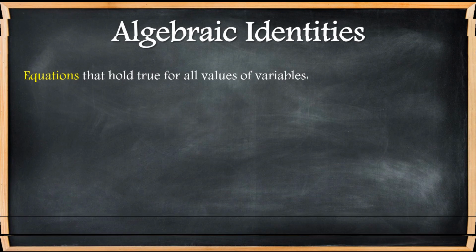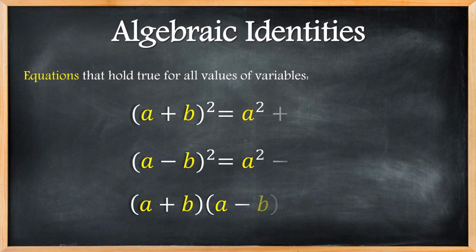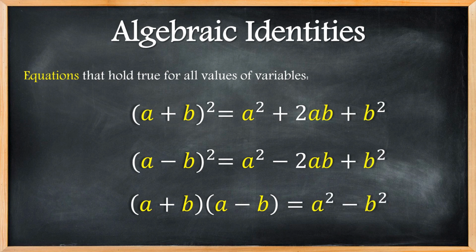We explore important algebraic identities, equations that hold true for all values of variables. First identity, the square of the sum of two terms. The expression a plus b squared expands to a squared plus 2 times a times b plus b squared. This follows from multiplying a plus b by itself and applying the distributive property.